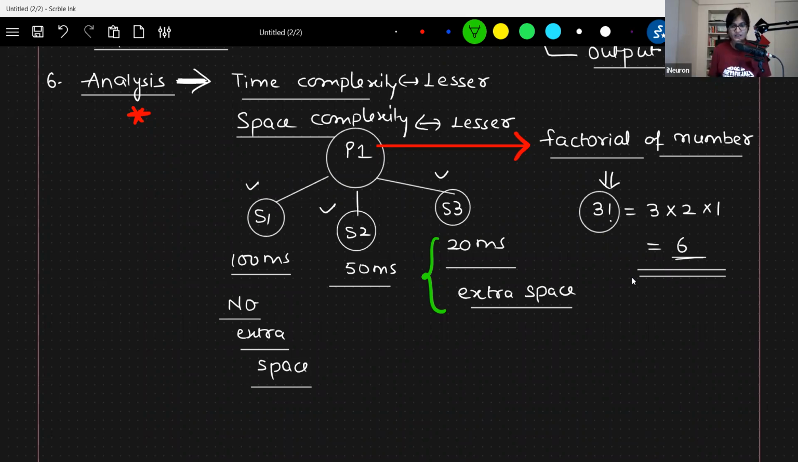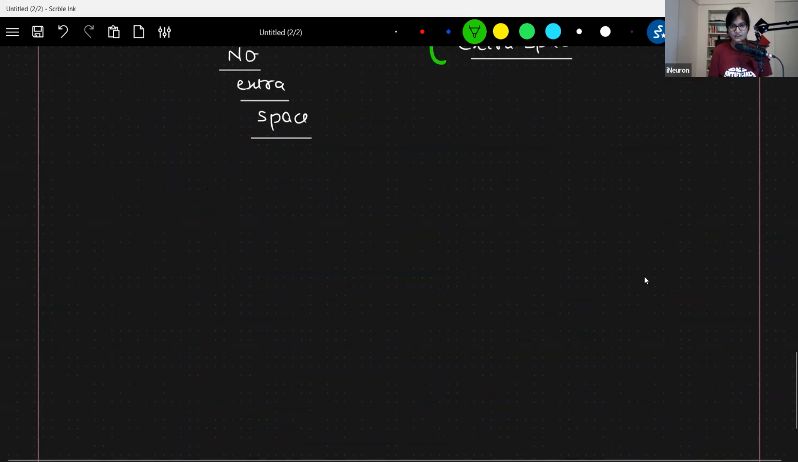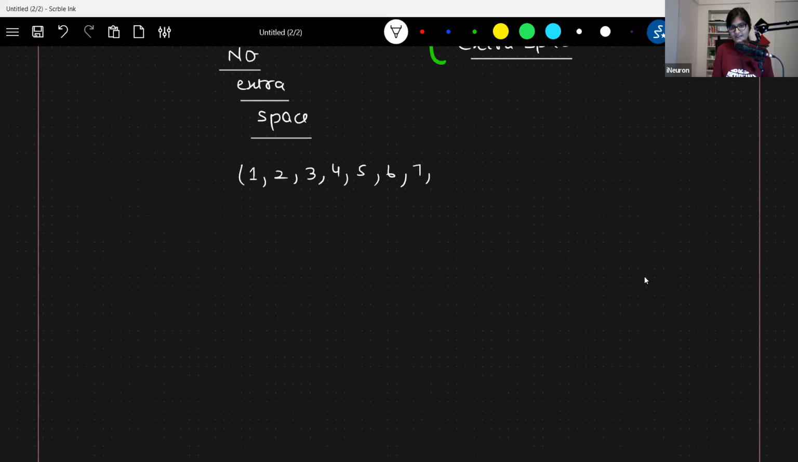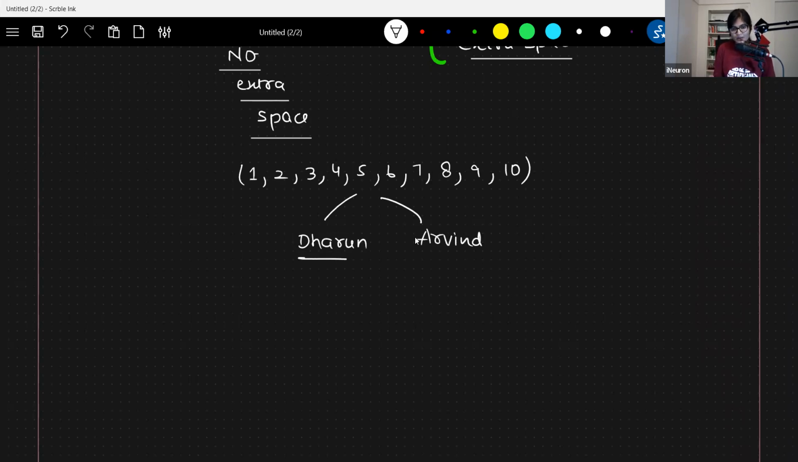You can solve one question. So let me give you one genuine example here. Suppose I am saying that I am having 10 natural numbers: 1, 2, 3, 4, 5, 6, 7, 8, 9, and 10. So there are two students in my class. Let me name them Dharun and Arvind. So these are the two students in my class, and I am assigning the same task to both of them. I'm saying, give me the sum of 10 natural numbers.